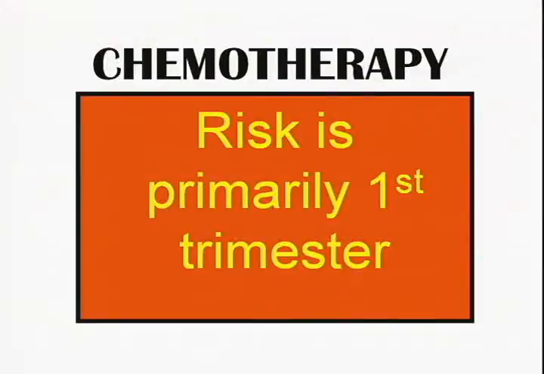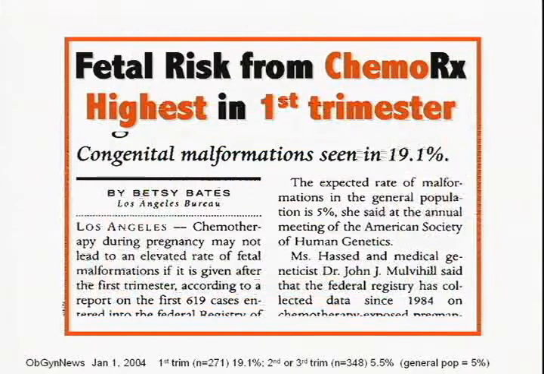It's amazing the resistance and resilience of the embryo and of the fetus to chemotherapy. Let's say that she develops leukemia in the first trimester or in the second trimester. What is the risk? The fetal risk from chemotherapy is highest in the first trimester, which was what you'd expect, but even then it is only 20%. In the second and third trimester, the risk is about 5%, which is no different from the general population.